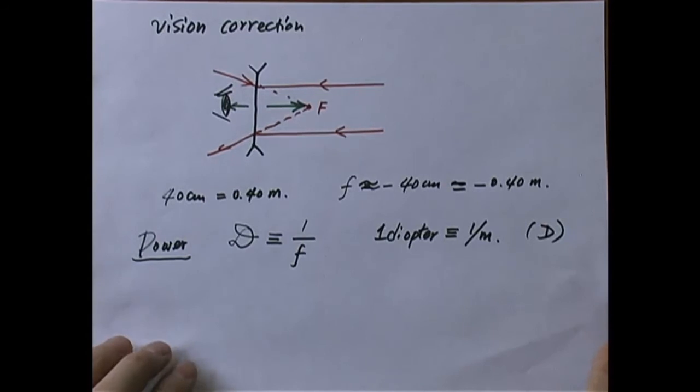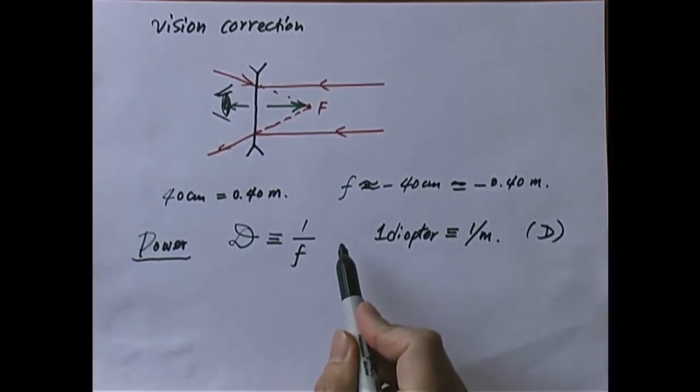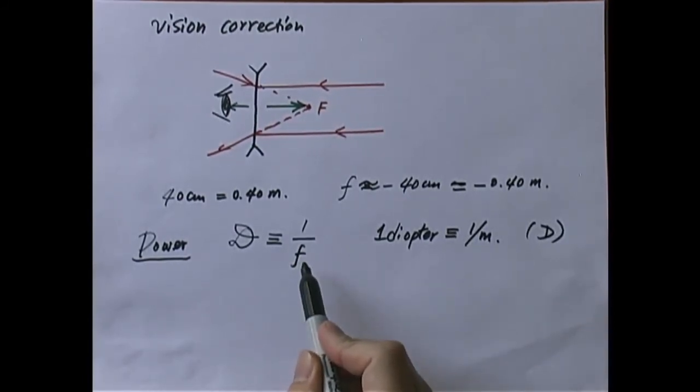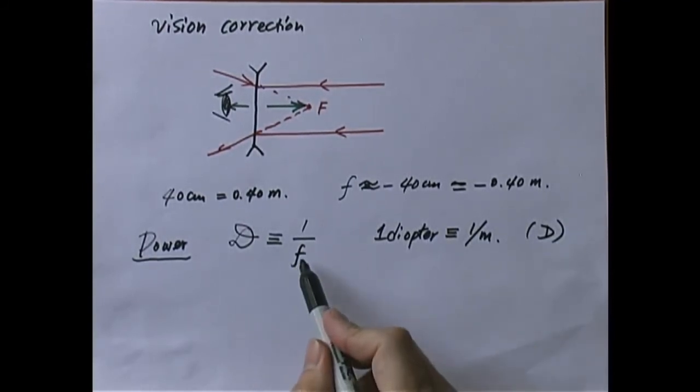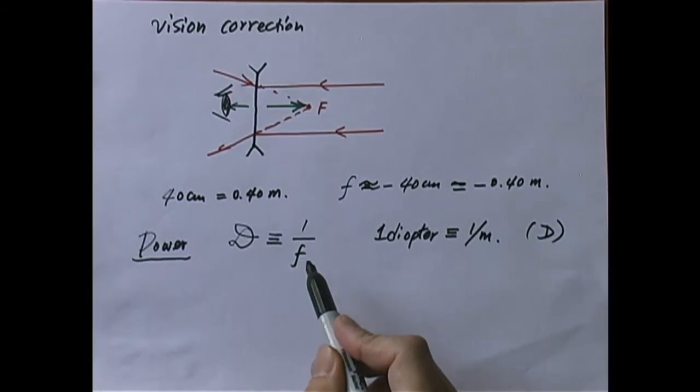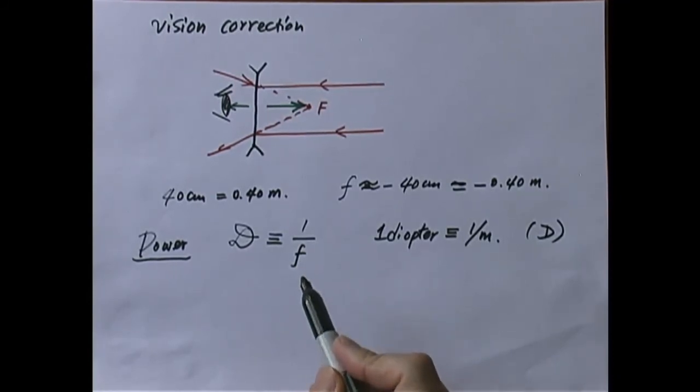So if a certain lens is 1 diopter, you know what that means? It means the focal length is 1 meter. What about 2 diopters? So 1 over F is equal to 2 diopters. That means F is equal to 50 centimeters, or half a meter. What about 10 diopters? Then F equals 1/10 of a meter, or 10 centimeters. That's a shorter focal length, therefore a more powerful lens.